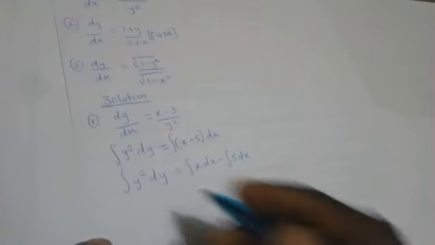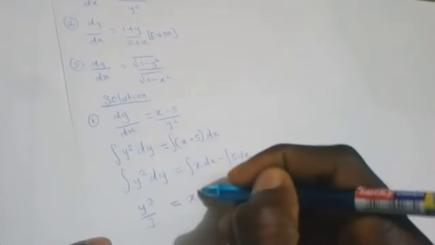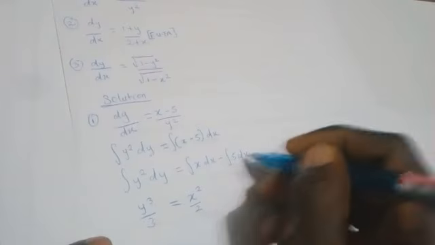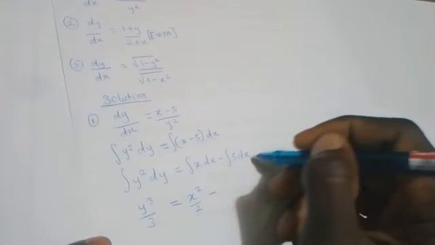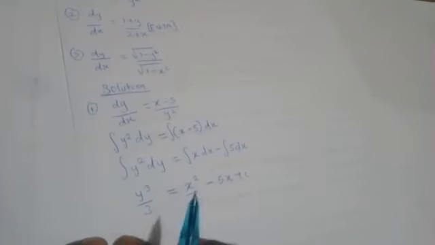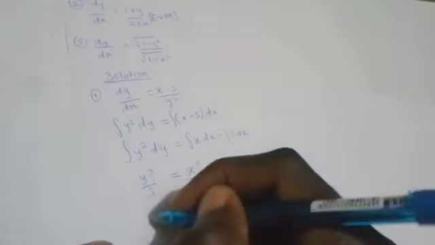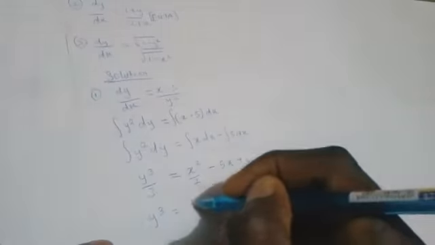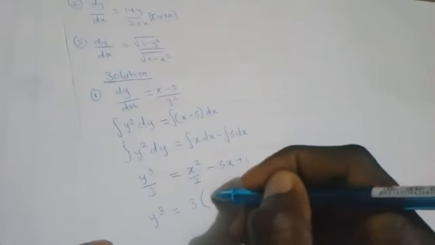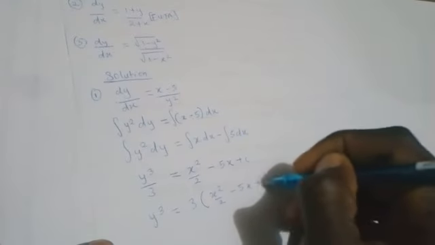If I integrate this, I'm going to have y cubed over 3, integrating with respect to y. Likewise, integrating x, I'm going to have x squared over 2. Integrating 5 with respect to x, I'm going to have 5x, then plus c. Very good. You are at liberty to cross multiply if you wish, and if I cross multiply, I can have y cubed equal to 3 into (x squared over 2 minus 5x plus c).